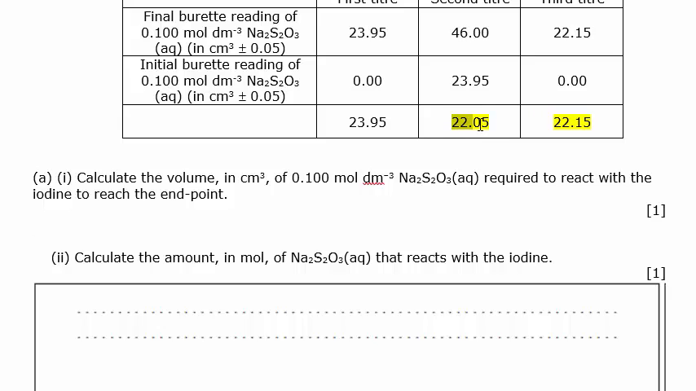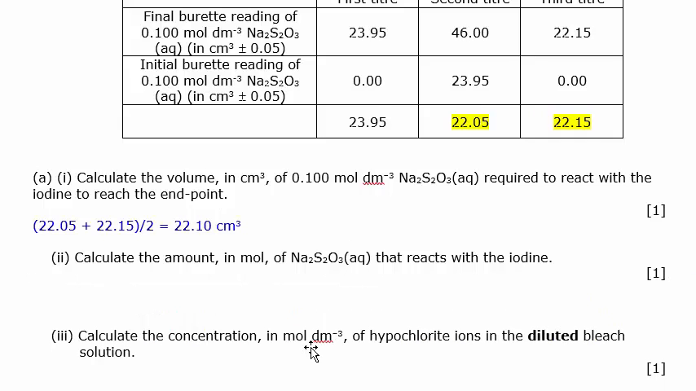It's the average of 22.05 plus 22.15, all divided by 2 to get the average. And you can see that equals 22.10 centimeter cubed. Let's format it nicely. That's good. So there's our answer to question 1.